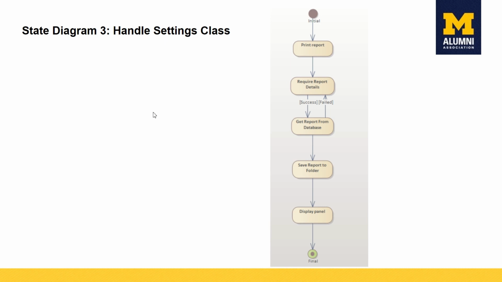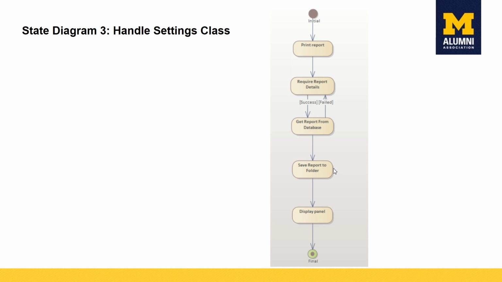So the third one is for printing a report. We suppose that the user is already in the settings and they choose to print a report. So they will be asked to enter the report details. If that's successful, the software will try to get the report from the database. If that failed, it's going to go here again, and they will be required to fill in the report details again. After that, the report will be saved to the local device.